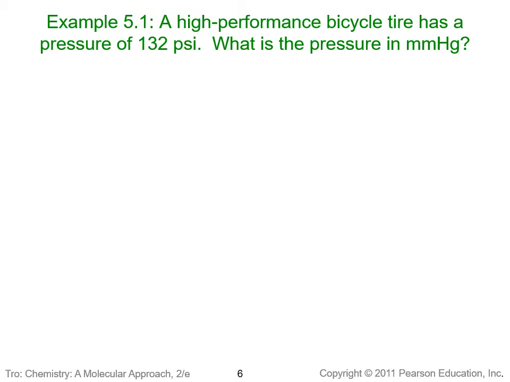So let's try an example. We've got a racing bicycle tire that has a pressure of 132 pounds per square inch. We want to convert that to millimeters of mercury. We know that this is a racing bicycle because this is a very high pressure, which allows the wheel to come into less contact with the road, reducing the friction. So when we're doing these problems, with 132 psi, I frequently convert into atmospheres and then from atmospheres to whatever other unit we need.